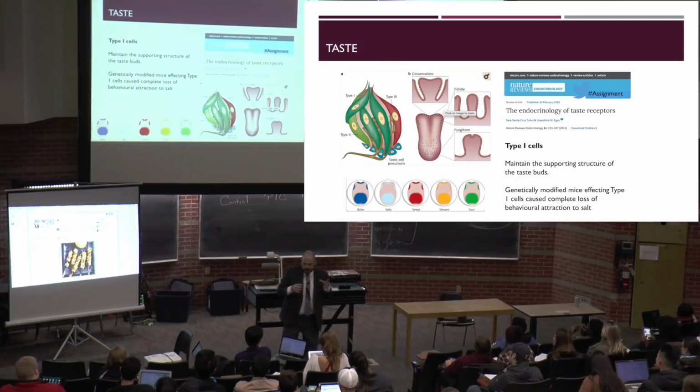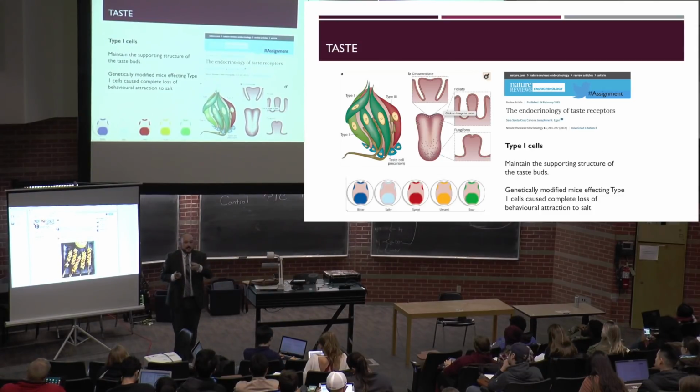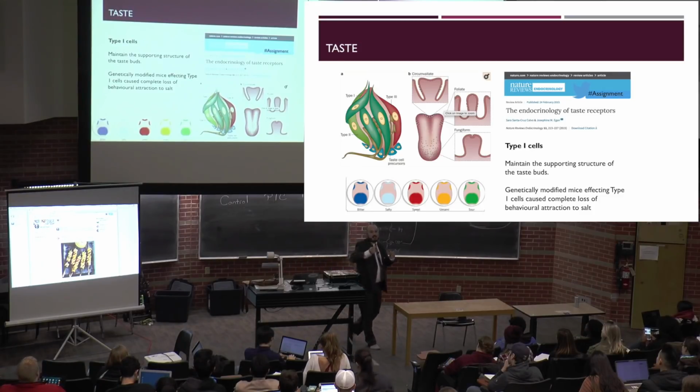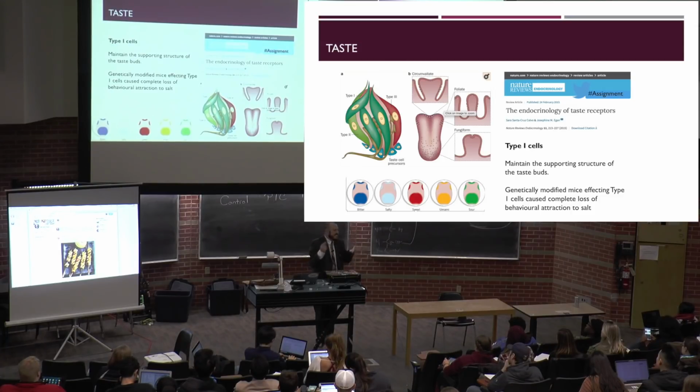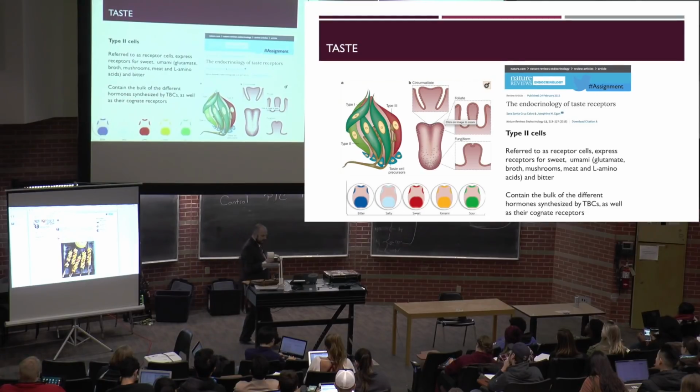What's really cool about the taste bud is different cells perceive different tastes. Our type 1 cells are very, very sensitive to salt. We can prove this by creating genetic knockouts of mice and then overloading their food with salt. If they have the knockout, they become insensitive to that perception. So type 1 cells are very, very sensitive to perception of salt.